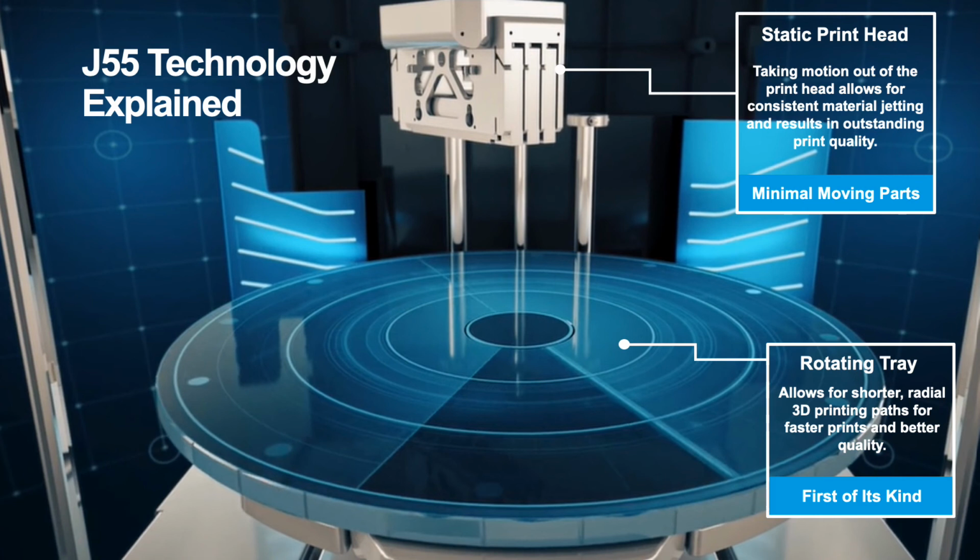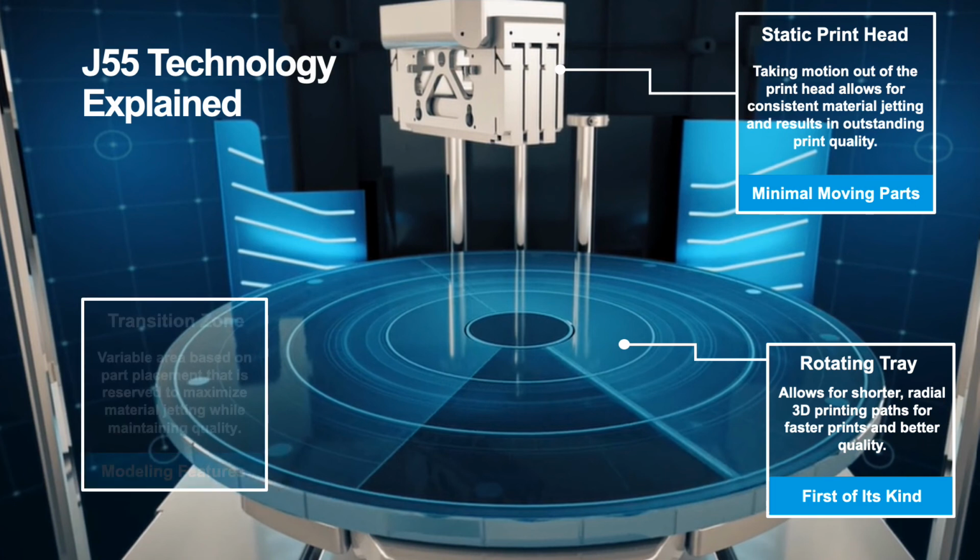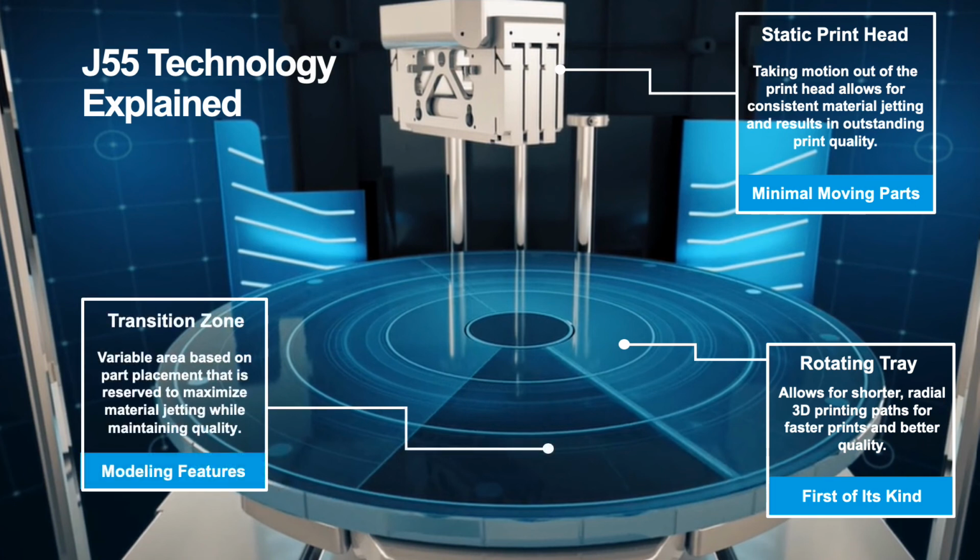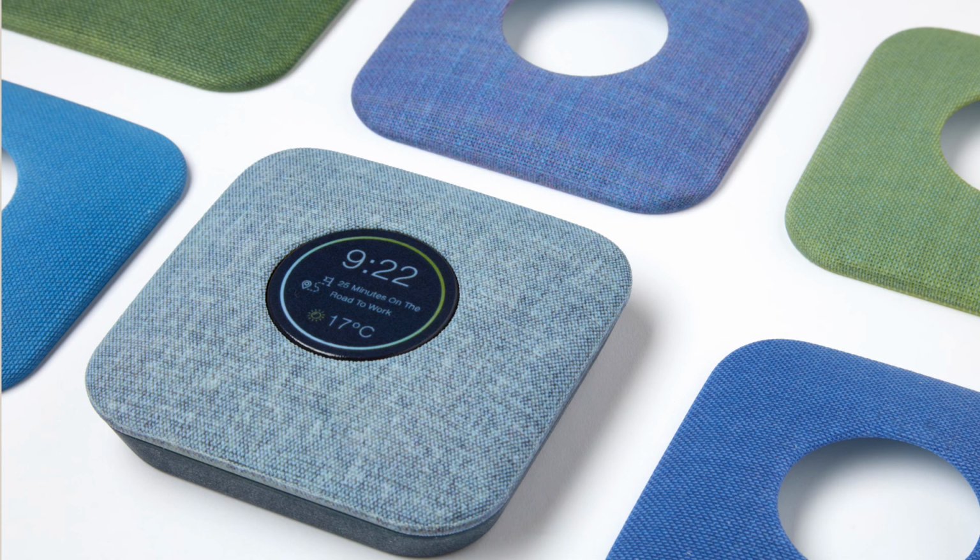Combine the limited head movement and the constant speed of the rotating tray with a transition zone, and the results are quality. As you can see from these smart speaker prototypes printed on the J55 with no painting or post-processing of any type, design realism once impossible is now possible, perhaps spun to life.